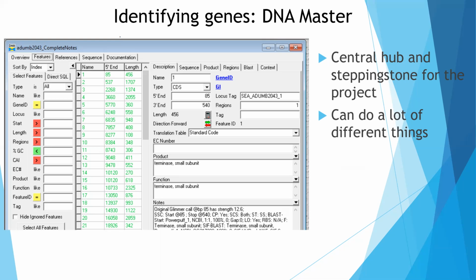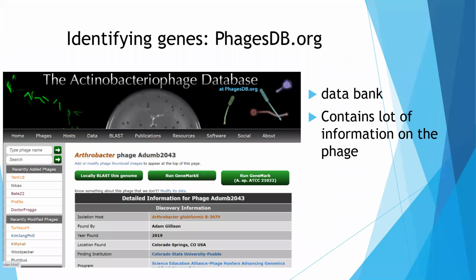It can do many, many things. It will allow us to put in genes, take out possible genes, gives us the sequence of that gene, those kinds of things that allow us to go through and get all this other information into the other databanks. So the first databank that we had access to was phagesdb.org.